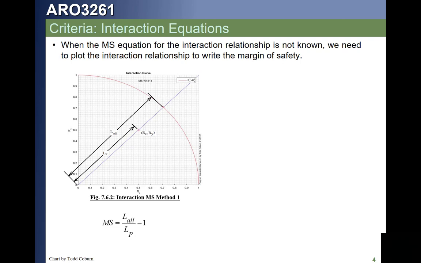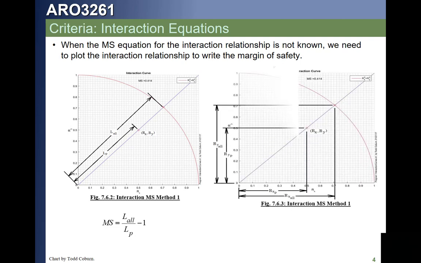Now, to do this analytically, we can take these values. We can go horizontally and vertically from the intercept of the point on the interaction line and use this equation. In fact, if we calculate the length of that one line from the origin to the interaction equation, that will be proportional to the value.